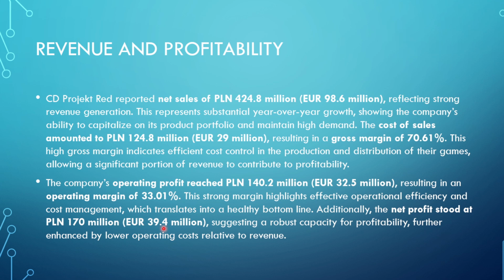Very nice, great company. The company's operating profit reached 32.5 million, resulting in an operating margin of 33.01%. This strong margin highlights effective operational efficiency and cost management, which translates into a healthy bottom line. Additionally, the net profit stood at 39.4 million euros, suggesting a robust capacity for profitability, further enhanced by lower operating costs relative to revenue. Good to hear.